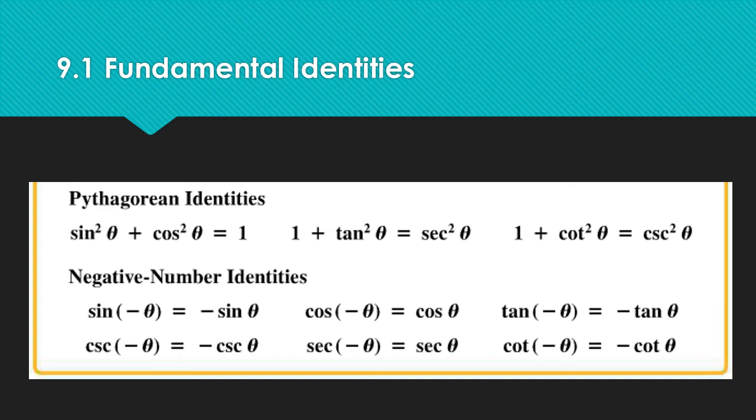Notice that the cotangent and cosecant appear in the same formula here, and having those together can help you remember them. Now here are our negative number identities, and what it says is that the sine of the negative of an angle is the same as the negative sine of that angle. In other words, the sine of negative 52 degrees is the same as the negative of the sine of 52 degrees.